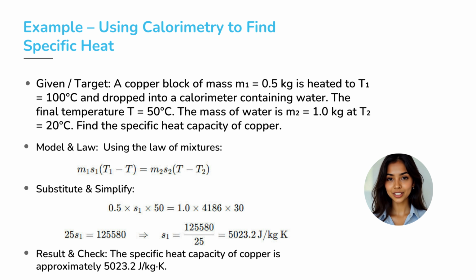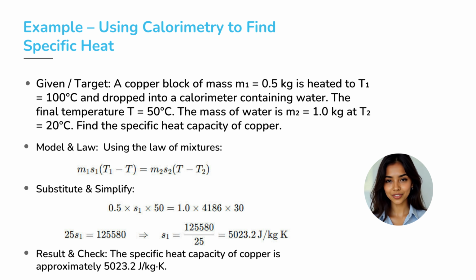Using the law of mixtures equation, m1 times s1 times (T1 minus T) equals m2 times s2 times (T minus T2). We substitute the given values. 0.5 times s1 times (100 minus 50) equals 1.0 times 4186 times (50 minus 20).